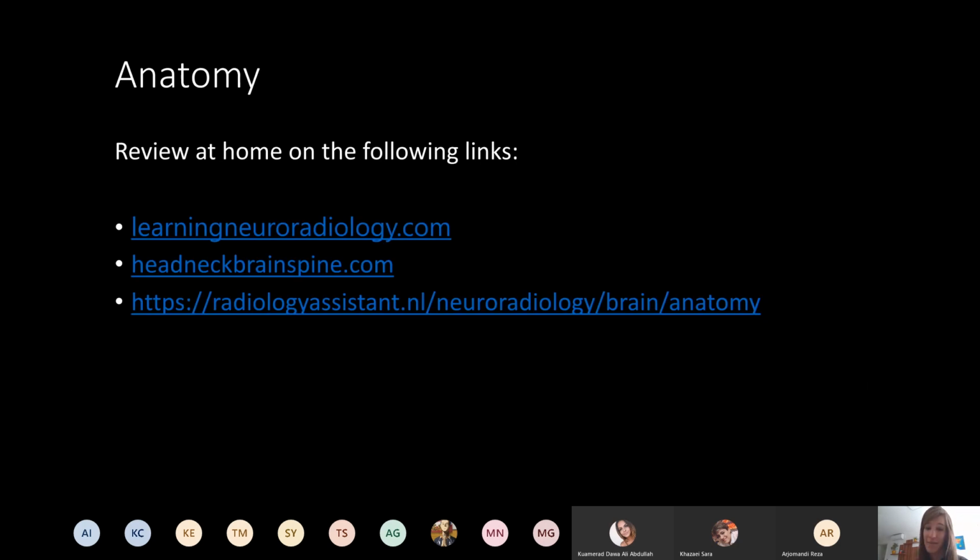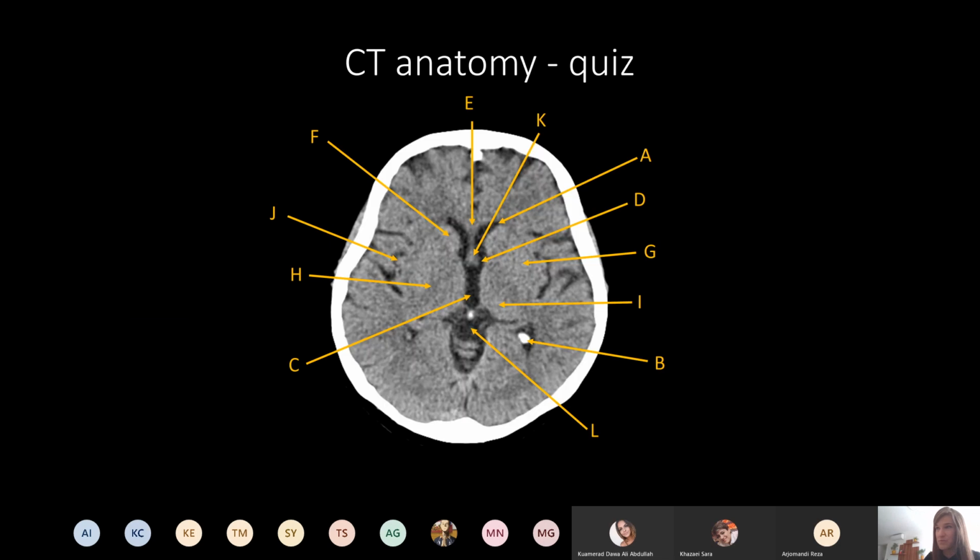Okay, anatomy. I'm not going to teach you anatomy because you already learned it. Here are some links where you can review anatomy on MR and CT scans. And we are going to review anatomy with a quiz again. Sorry, guys. So again, your turn. What is number A? Lateral ventricle. Yeah, correct. B.